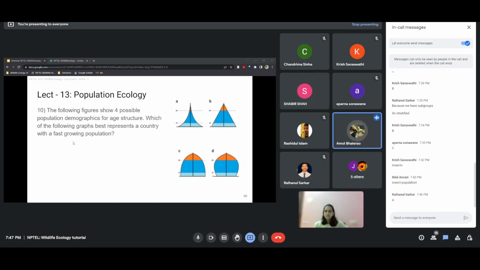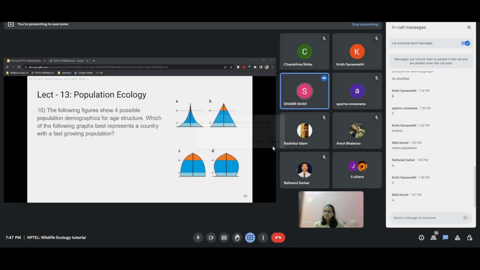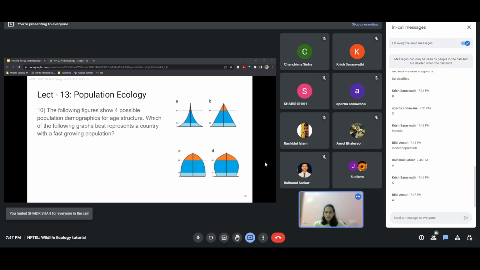A population is increasing population. Okay, C. Oh, A, okay, another answer for A. Then B, okay. So this is a very fast growing population, and that should give you a clue. A. So would someone like to explain to me why A is the correct answer?